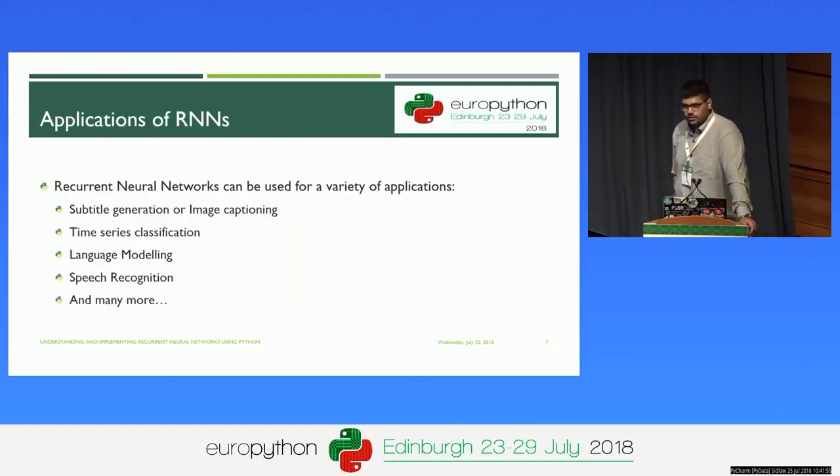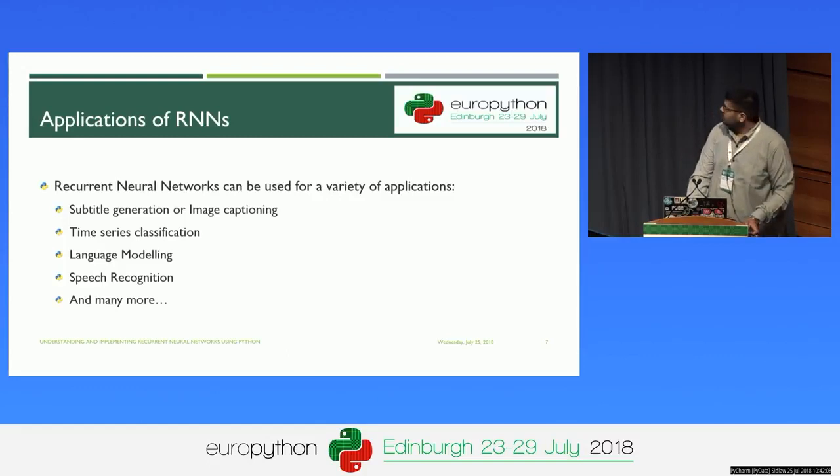Recurrent neural networks have the following applications: image captioning, subtitle generation, time series classification, language modeling, natural language processing. Even chatbot development is based on RNNs nowadays.